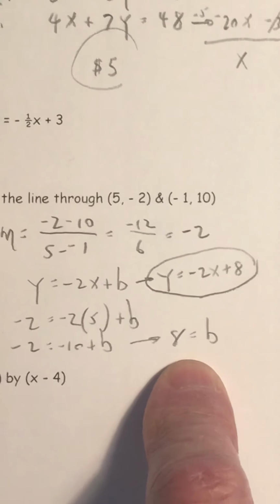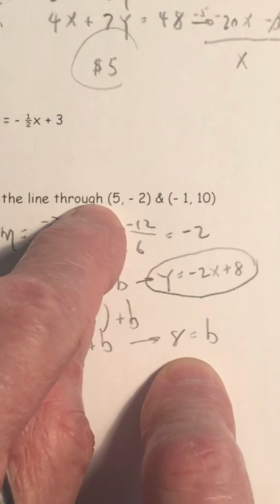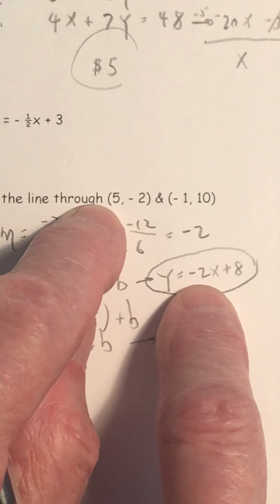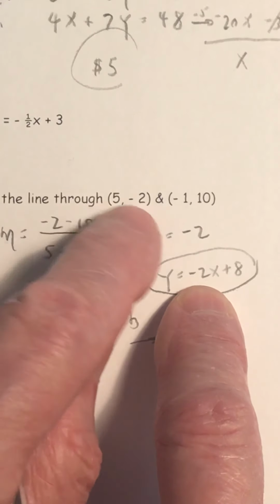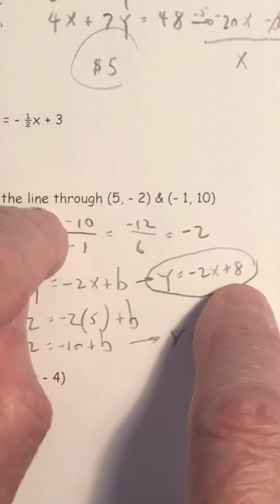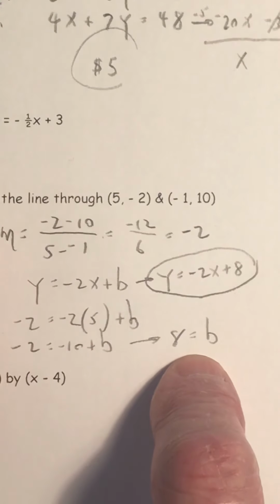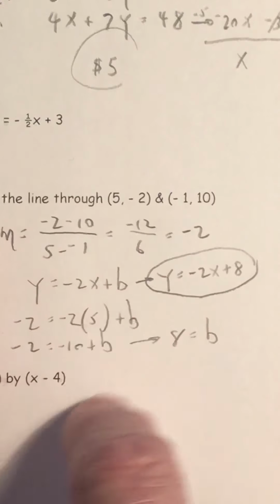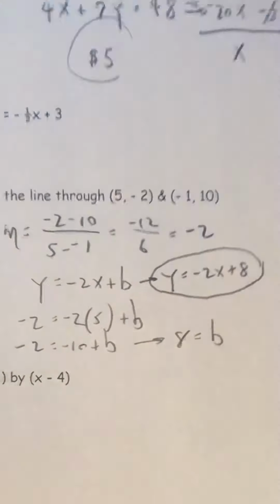Okay, and if you want to check that, very easy. Plug in a 5 for x, and the equation will give you back negative 2 for y. And also, if you plug in negative 1 for x, the equation will give you a positive 10 for y. If both don't work, then something else is wrong, and do it over.